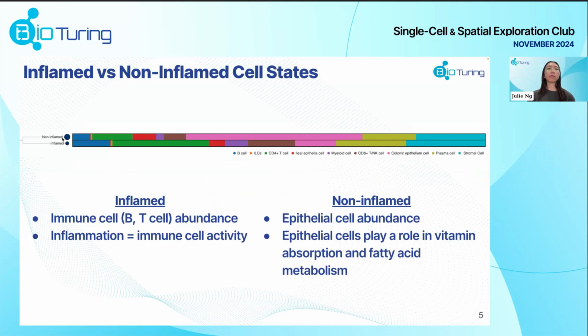In the top right here, we have our non-inflamed region. I see that it has more of an epithelial cell abundance, a higher proportion of epithelial cells. And we know that these epithelial cells play a role in vitamin absorption and fatty acid metabolism. So these are important functions for a healthy gut, right? Whereas on the other hand, we have the inflamed regions, which are more abundant in immune cells, such as our B and our T cells. And this is in line with the fact that inflammation equals higher immune cell activity.